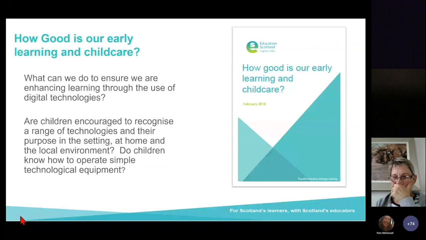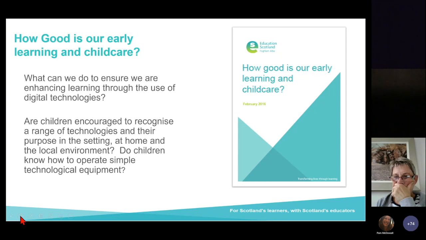So how good is our early learning and childcare? I have spoken a little bit about this document, as have the other two presenters today. It's really, really important that we scan this. Digital literacy, digital technologies, computing science is peppered throughout this document. So we've got experiences and outcomes. We also have the benchmarks and these key documents.